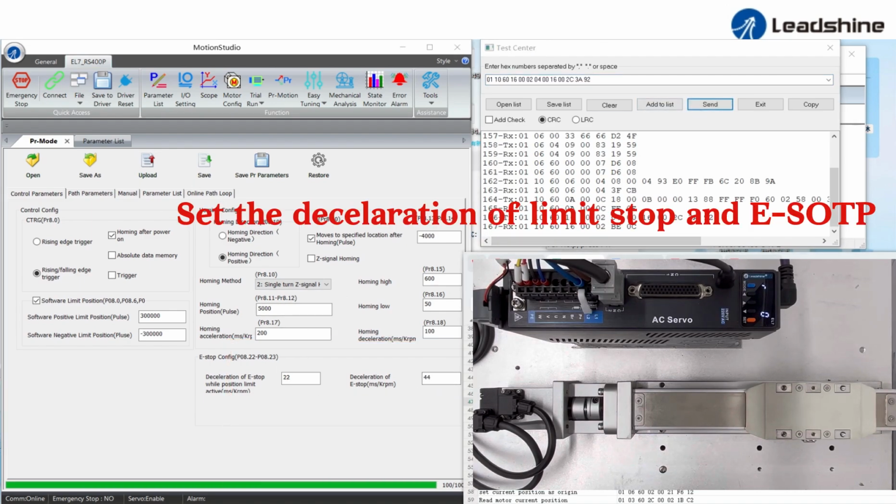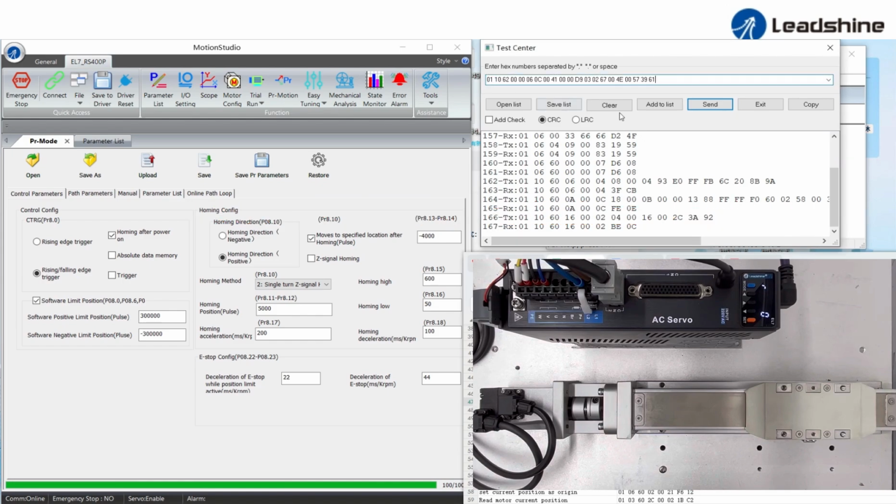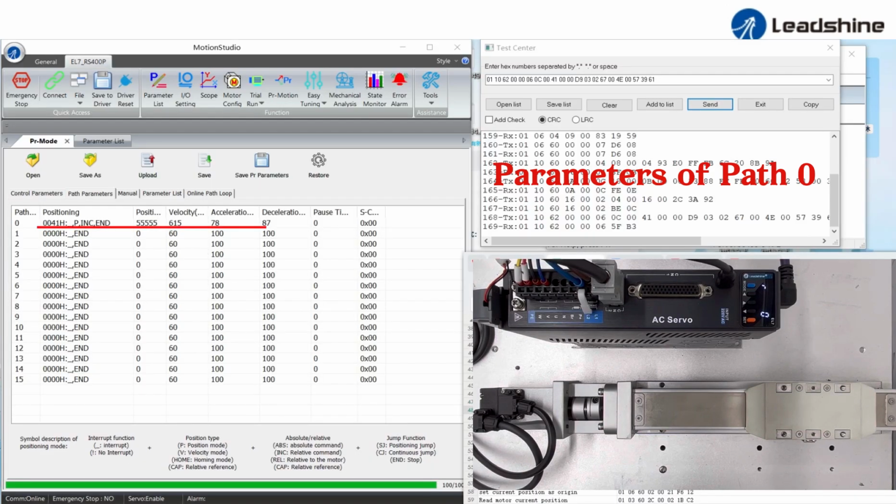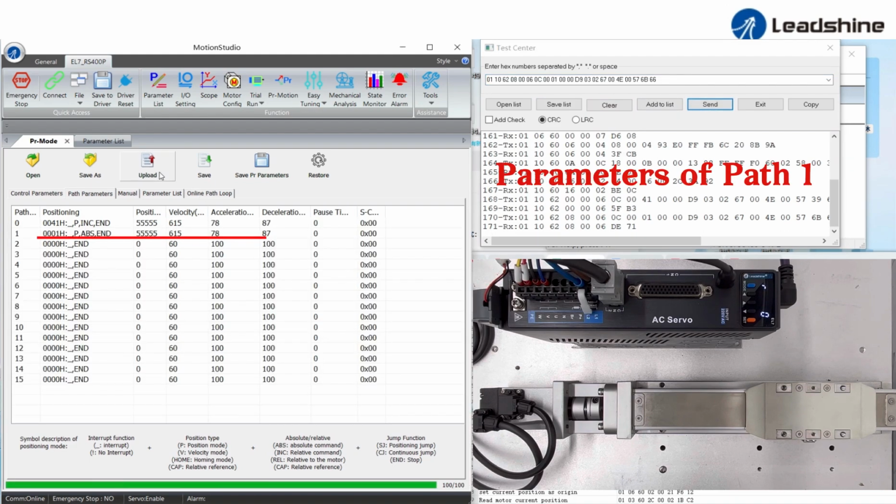Next I'm trying to set the path parameters from path 0 to path 4 via RS485. Path 0, relative position mode. Relative position is 55,555 pulses, speed is 615 revolutions per minute, acceleration time and deceleration time. Path 1, absolute position mode. Absolute position is 55,555 pulses, speed is 615 revolutions per minute.